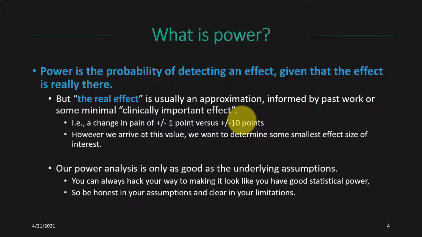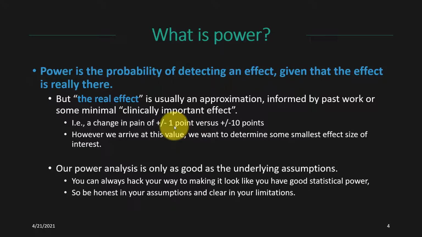So when we do this statistical power calculation, it's going to be informed by past work in some way to say, on average, we think that when we do this kind of manipulation, this is the size of the effect that it creates. Or it might be motivated by some kind of minimal clinically important difference. You can think about if I want to be able to detect a change in pain of plus or minus 1 point versus a change in pain of plus or minus 10 points. 1 point is more subtle.